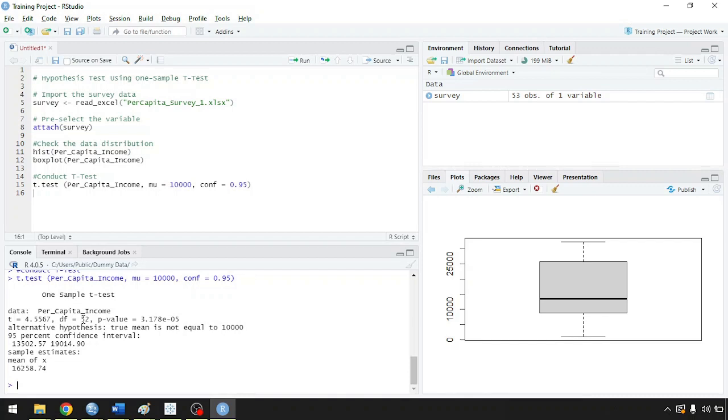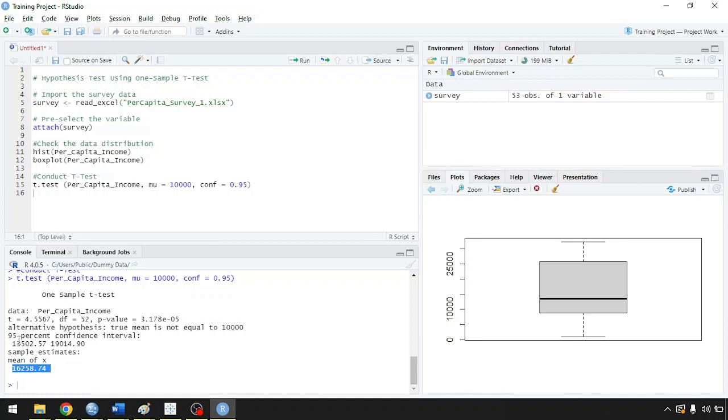So the degrees of freedom is 52, with a p-value that's below 0.005, going toward infinity. The alternative hypothesis statement is that the true mean is not equal to 10,000. So in other words, we can reject the null hypothesis and accept the alternative hypothesis that the income per capita of that XYZ country is not 10,000.